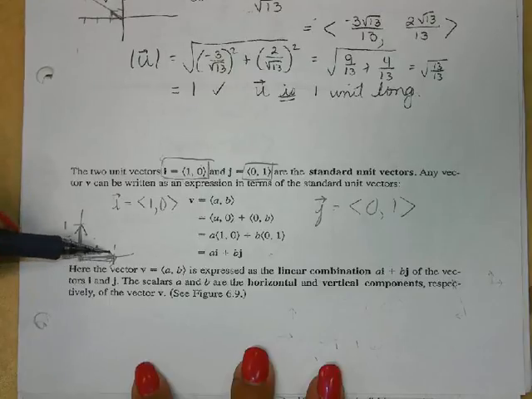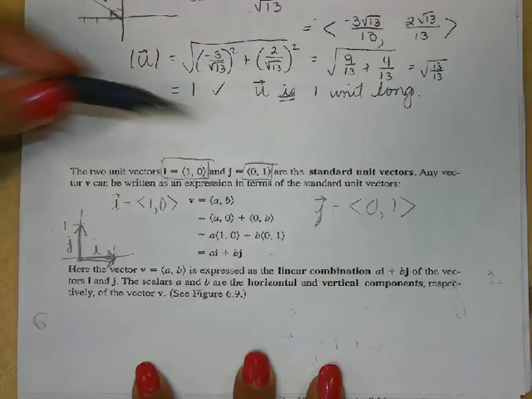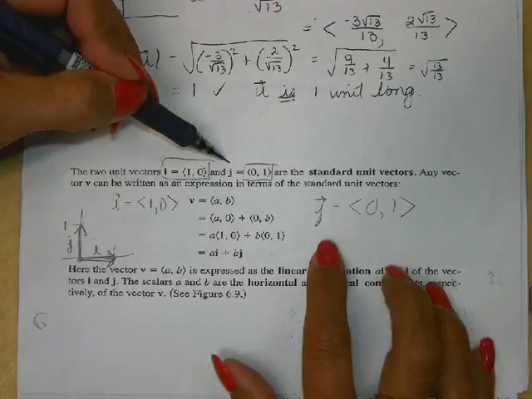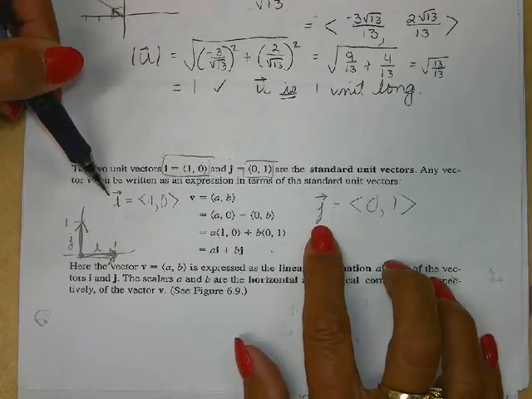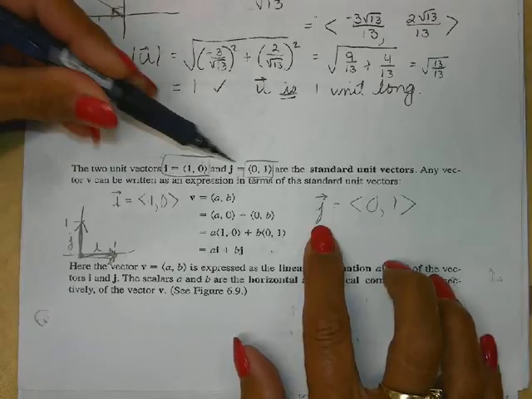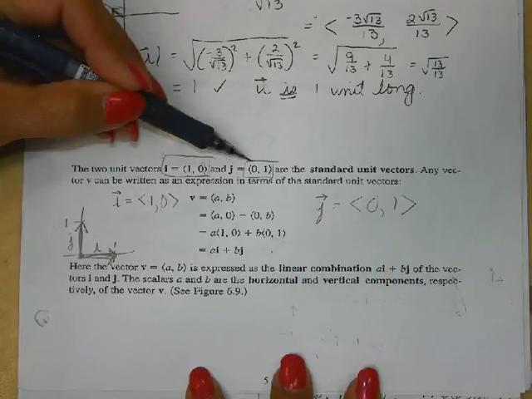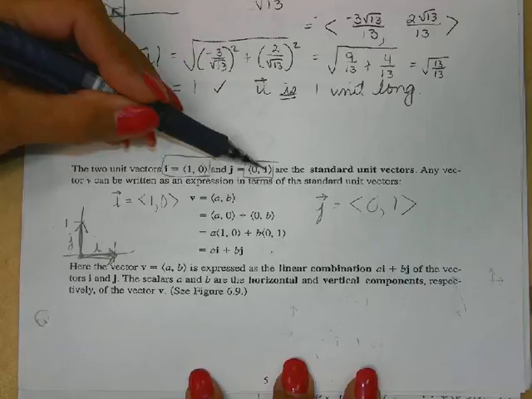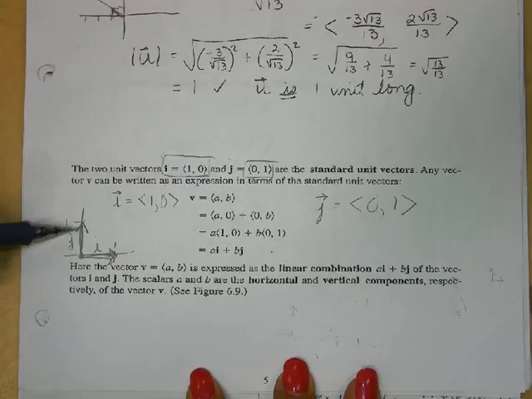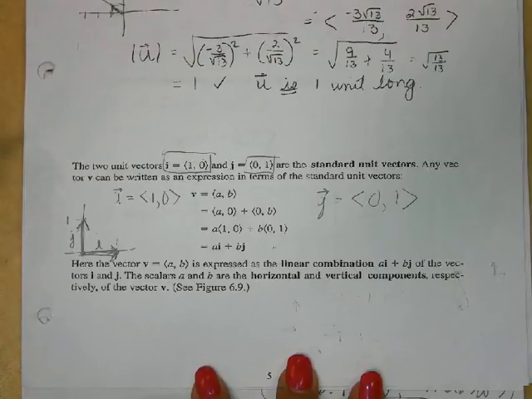So if I put it in standard position, and started at the origin, it is only 1 unit long and it just points to the east. Unit vector j, and remember you can put the arrowheads on top of the vectors too, or just have them in bold, but unit vector j in its component form is 0, 1, and it points to the north and is only 1 unit long.